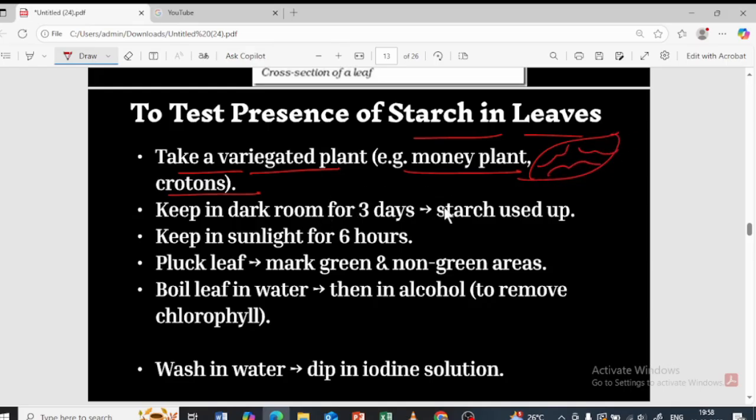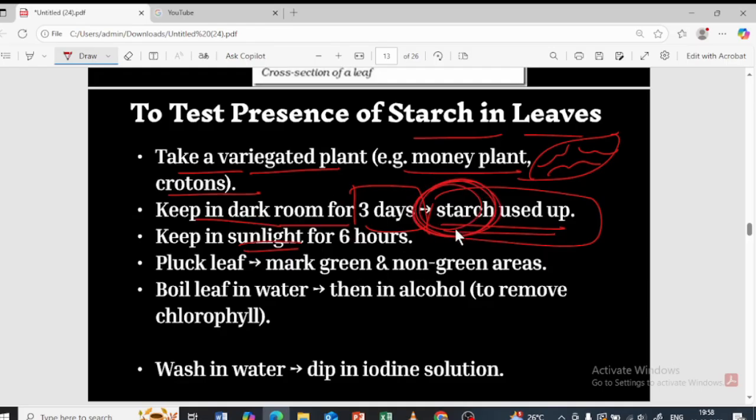So that variegated plant we are going to keep in a dark room for 3 days, because I want the starch to be used up. Already starch will be present in the leaf, so to prove the presence of starch, we keep it in the dark room for about 3 days so all the starch gets used up. Then I am going to keep the plant in the sunlight for fresh preparation of starch. In the presence of all of the raw materials, photosynthesis is going to take place, carbohydrates are going to be produced, and that is stored in the form of what?